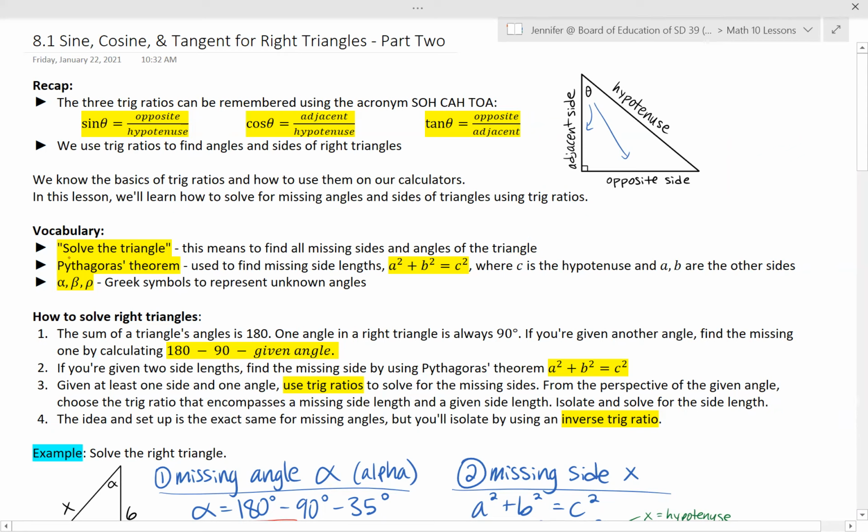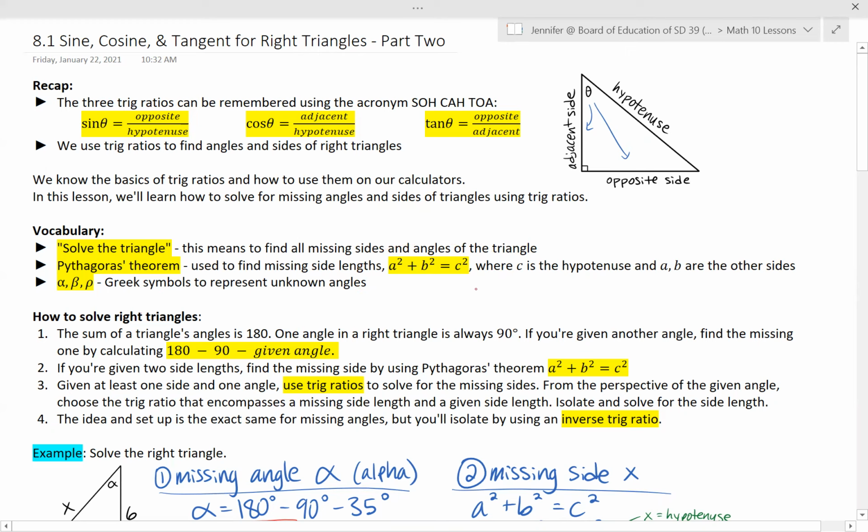You should already know what Pythagoras theorem is. You probably would have learned this in grade 7 or 8. And this is a theorem used to find missing side lengths of a triangle. The equation is this: a squared plus b squared equals c squared, where c represents the hypotenuse and a and b are the other two sides.